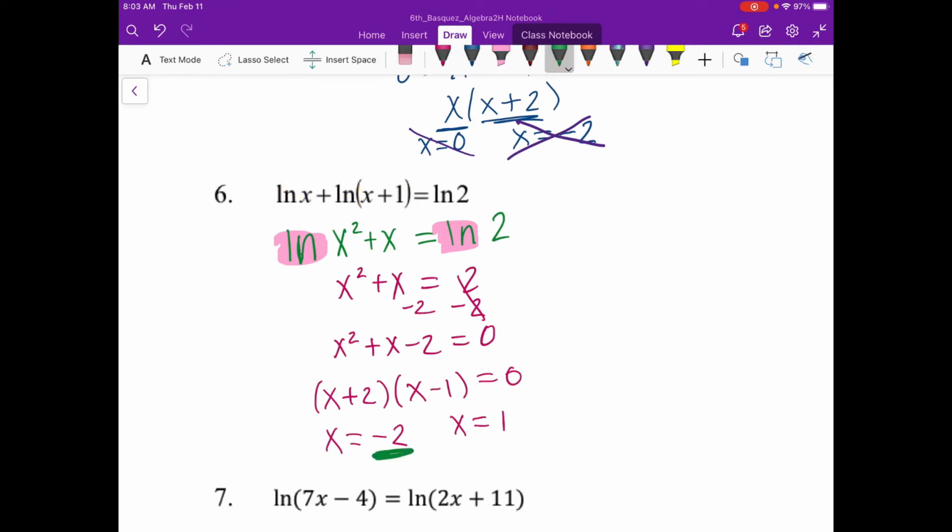If you were to put any of these into the original equation, negative 2, for example, would make that first term negative, so I don't want that one. And then I can go ahead and check positive 1. So that would be ln of 1, and then 1 plus 1 is 2. So this one's good to go. I can leave x equals 1 as one of my answers.